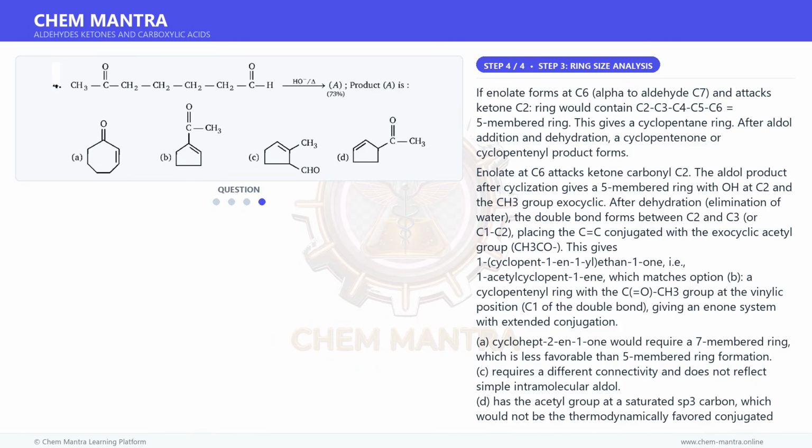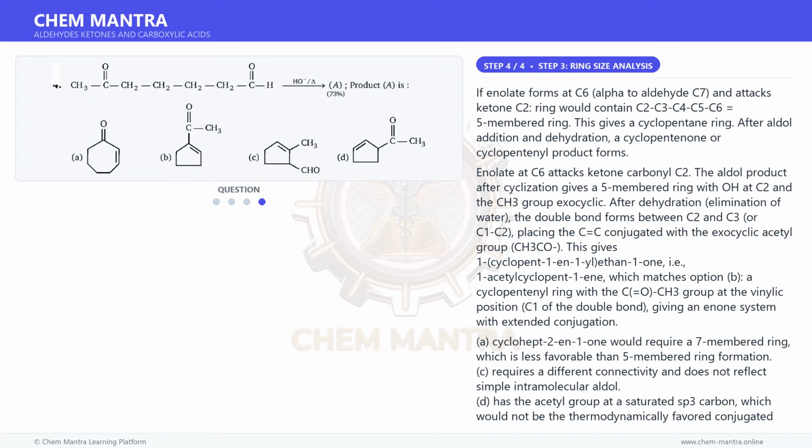And for the final step. If enolate forms at C6, alpha to aldehyde C7, and attacks ketone C2, the ring would contain C2, C3, C4, C5, C6, a 5-membered ring. This gives a cyclopentane ring. After aldol addition and dehydration, a cyclopentene product forms. Enolate at C6 attacks ketone carbonyl C2. The aldol product after cyclization gives a 5-membered ring with OH at C2 and the CH3 group exocyclic.